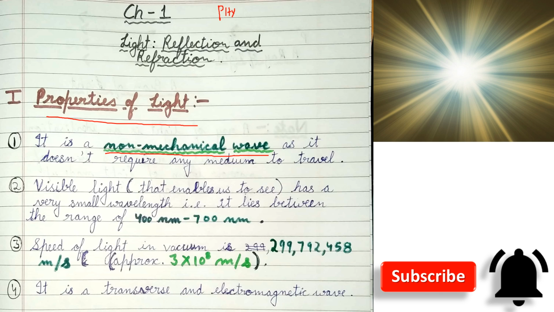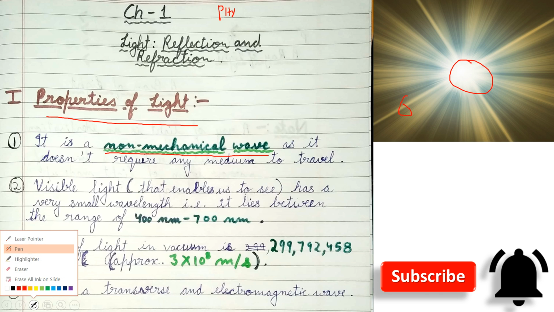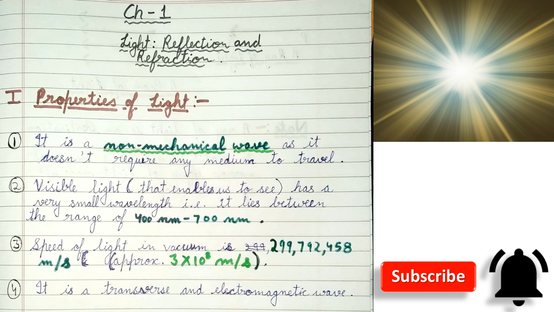From the sun we get light in 8 minutes 20 seconds to the earth. This is a very fast speed because the distance between the sun and the earth is very large. So we can say that it has a very high speed, and its speed in exact value is 299,792,458 meter per second. And approximately, if we are doing some calculations, we can use this value.